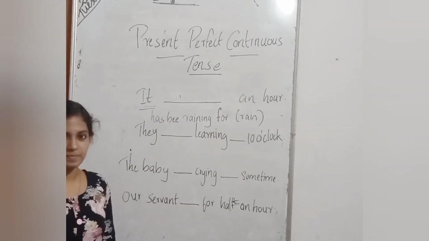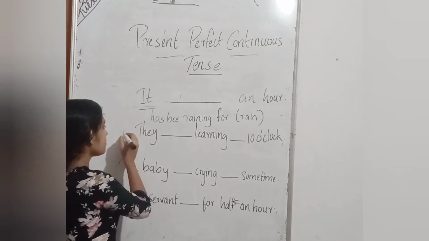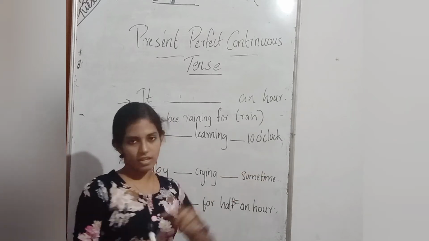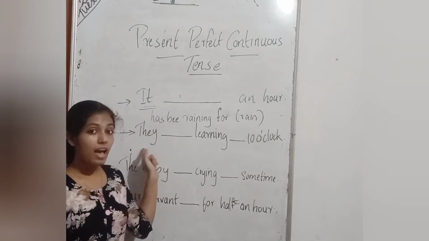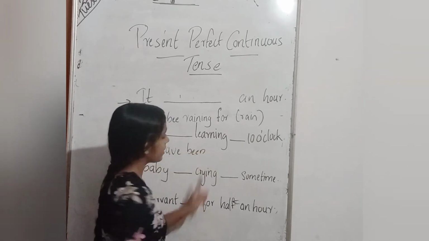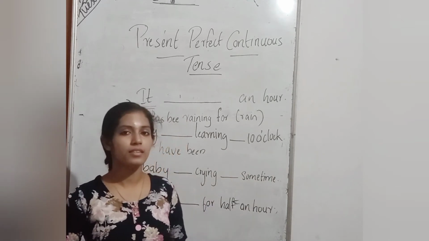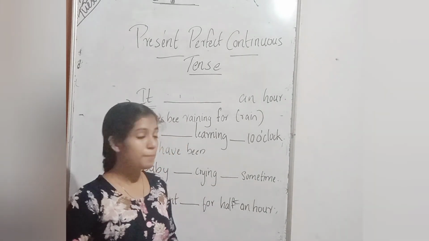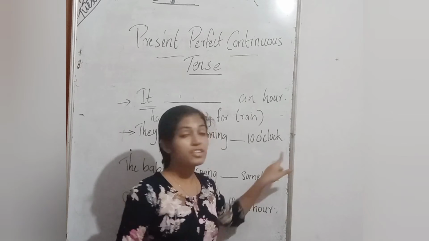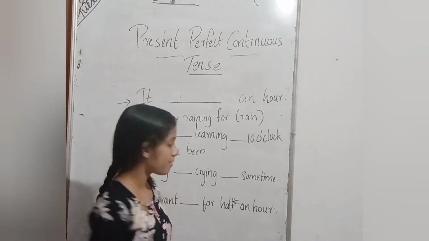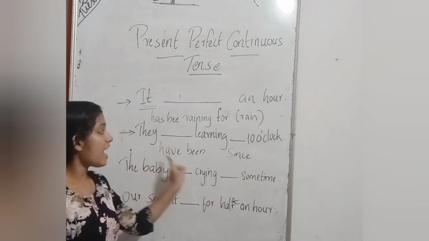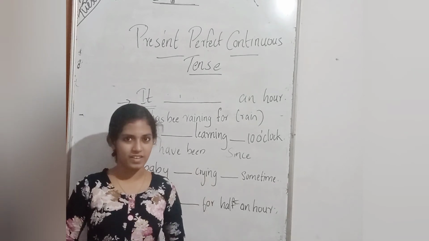Have you understood? Next sentence. They dash learning dash 10 o'clock. They have been learning. Dash 10 o'clock. Since or for? Since. Why? Because it is specified. The time is specified. It talks about a particular point of time. So we have to use since. They have been learning since 10 o'clock.